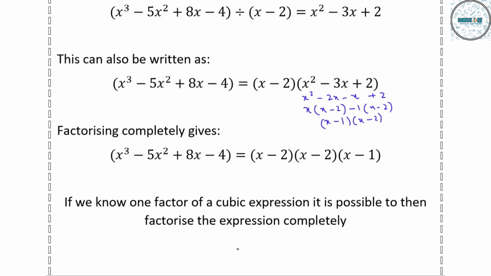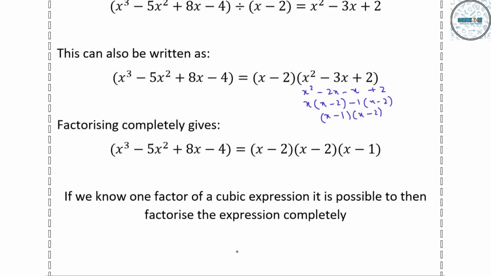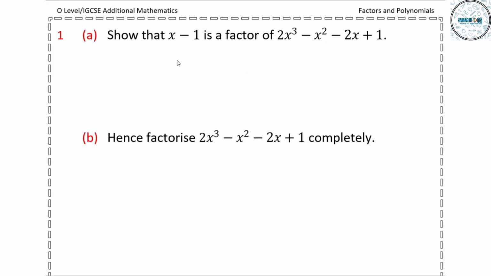Let's do some questions related to cubic expressions and cubic equations. Part A. Show that x minus 1 is a factor of 2x cubed minus x squared minus 2x plus 1. So first of all, we will find the value of x from this factor by equating it to 0. We have here x is equal to 1. So we will substitute this 1 in the cubic expression. If we get 0, then it means that it is a factor.